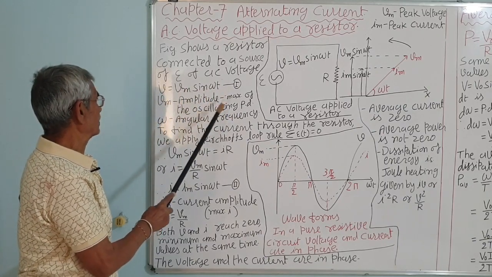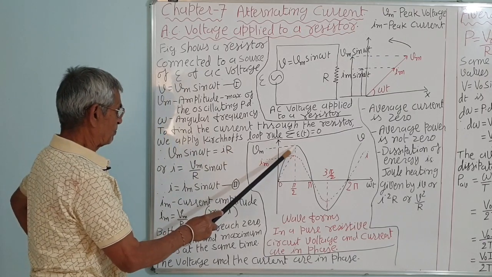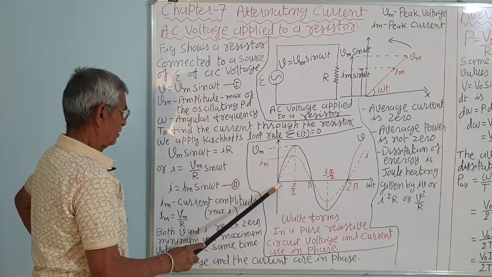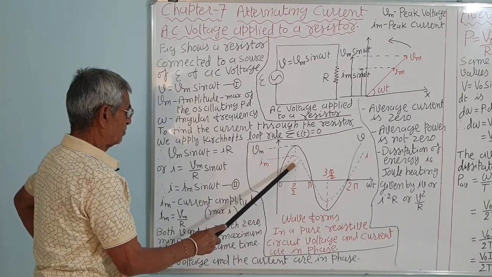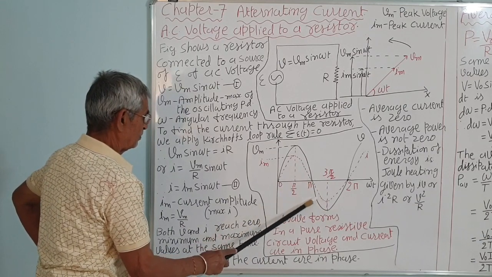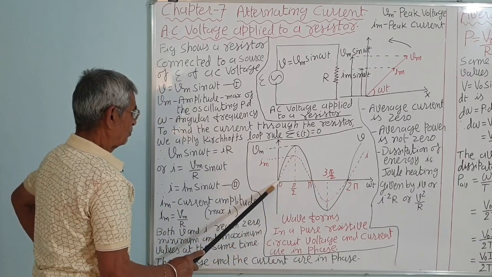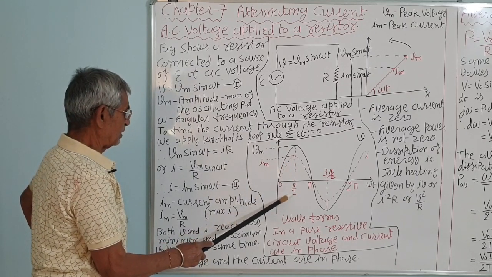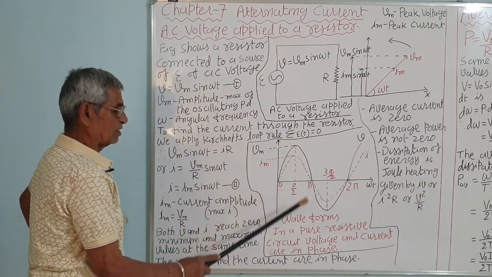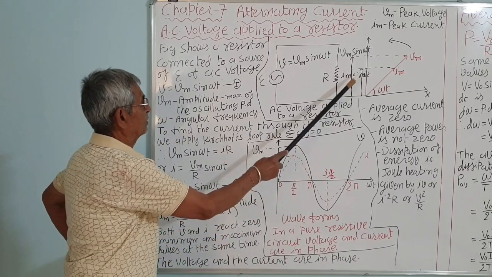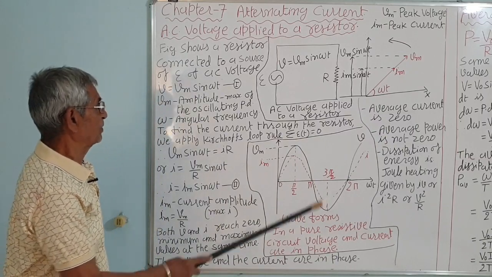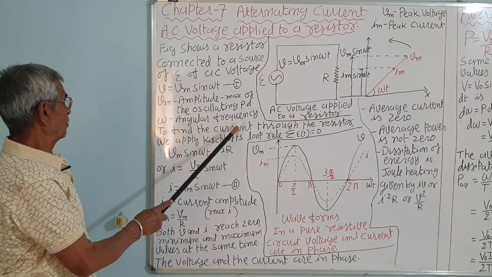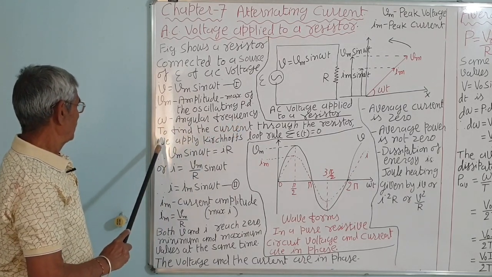Vm is the amplitude, the maximum voltage, and Im is the maximum current. It changes alternately. It becomes 0 and increases to the maximum when the rotation is 90 degrees, or pi by 2. Again it decreases and becomes 0 when the vector rotates. It changes with the speed omega t. The omega is the angular frequency or speed.